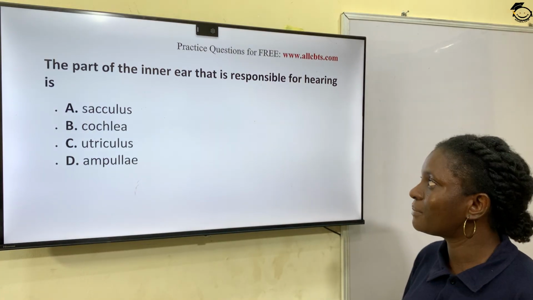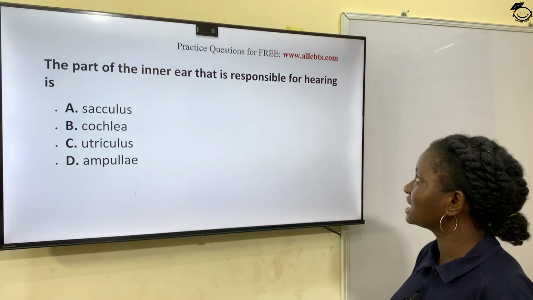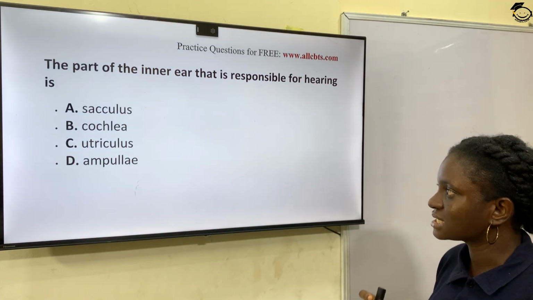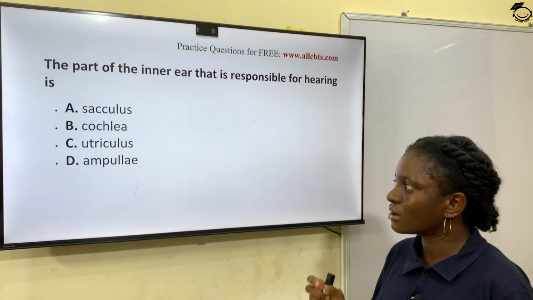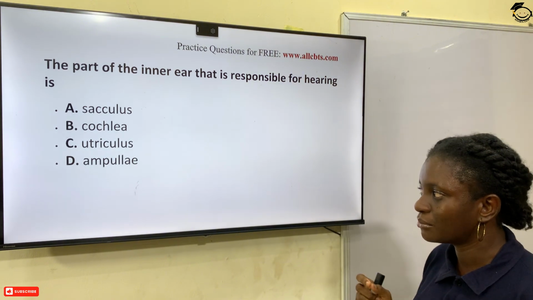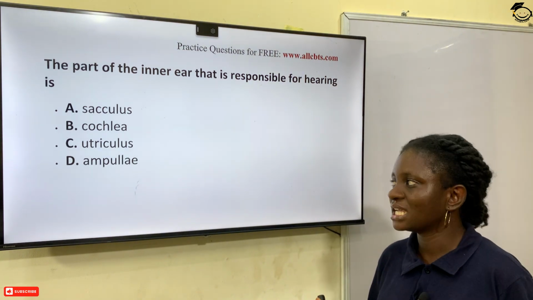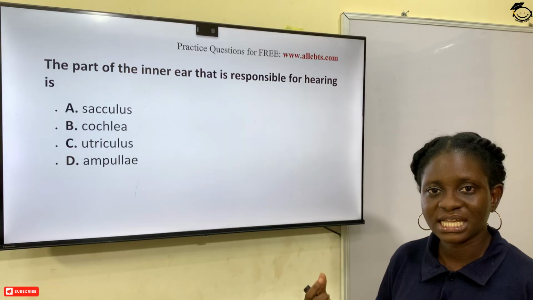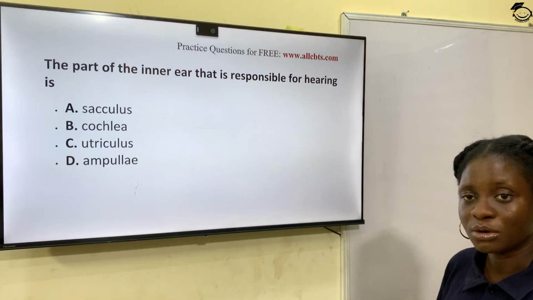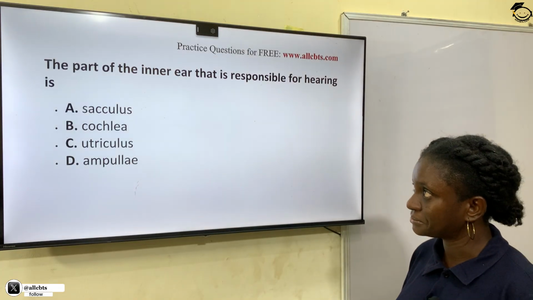Next question. The part of the inner ear that is responsible for hearing is A. Sulcus, B. Cochlea, C. Utriculus, and D. Ampullae. The correct answer is cochlea. It is the inner part of the ear that is mainly responsible for hearing. Option B is the correct answer.